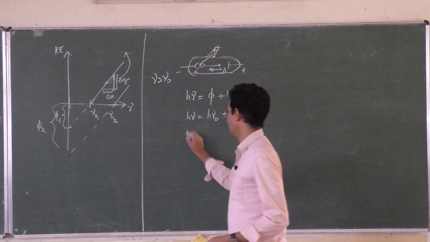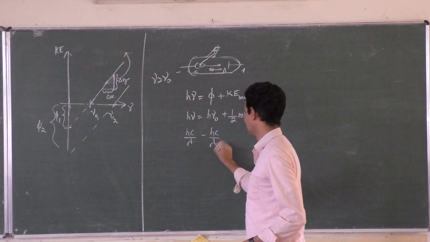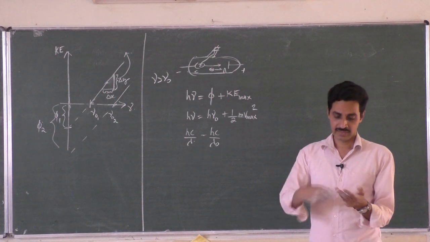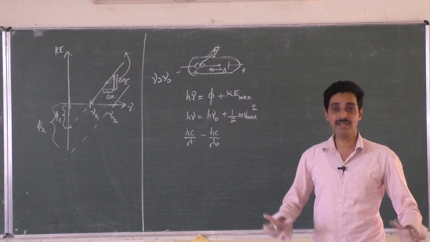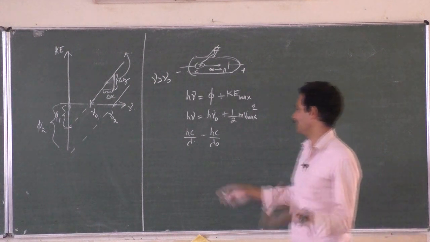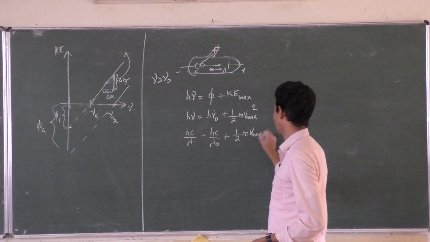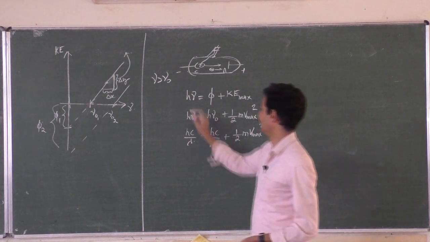Yeah, why not? If lambda is the wavelength of incident light and lambda naught is the threshold wavelength, you see, you have so many definitions. Threshold wavelength, threshold frequency, stopping potential, work function. You must be very clear with all these words. hc by lambda equals hc by lambda naught plus half m v maximum square. You can write it like this, or I can write it like this also.